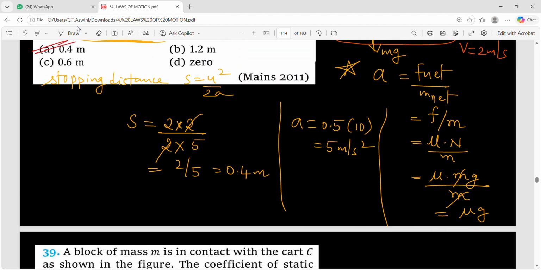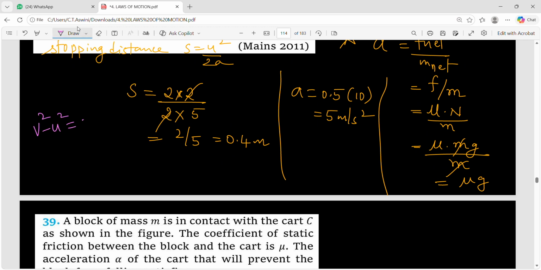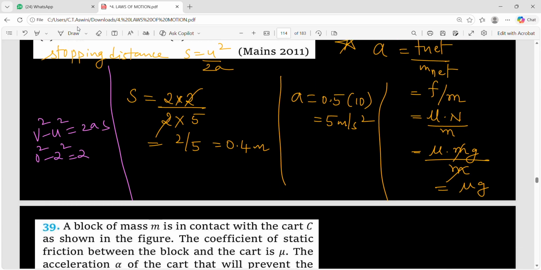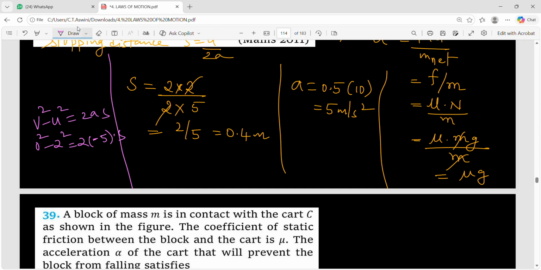Fine. Ma'am, I don't remember the formula of the stopping distance. Then use the kinematics equation: v square minus u square is equal to 2as. So final velocity of the box is 0, initial velocity is 2, and the acceleration of the block is because of the frictional force, right? Frictional force is in the backward direction, so acceleration is also in the backward direction. So it will be -5 into s. In this way also you can do. However, you got that s is equal to u square by 2a using this equation only. If you don't remember, then you can use the direct form of the kinematics equation.